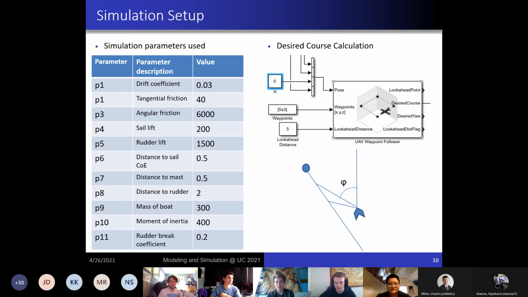And onto the desired course calculation. The UAV toolbox actually has a nice setup for this already, so we went ahead and used that because I'd used it before. You input the states, aka the pose as they call it, your set of waypoints, and a look-ahead distance, and it outputs a desired course. You can see that kind of in the bottom diagram there. If you have a longer look-ahead distance, that phi, or the commanded heading, is going to be smaller, so you have less aggressive of a turn trying to get back to that normal line. Next slide.